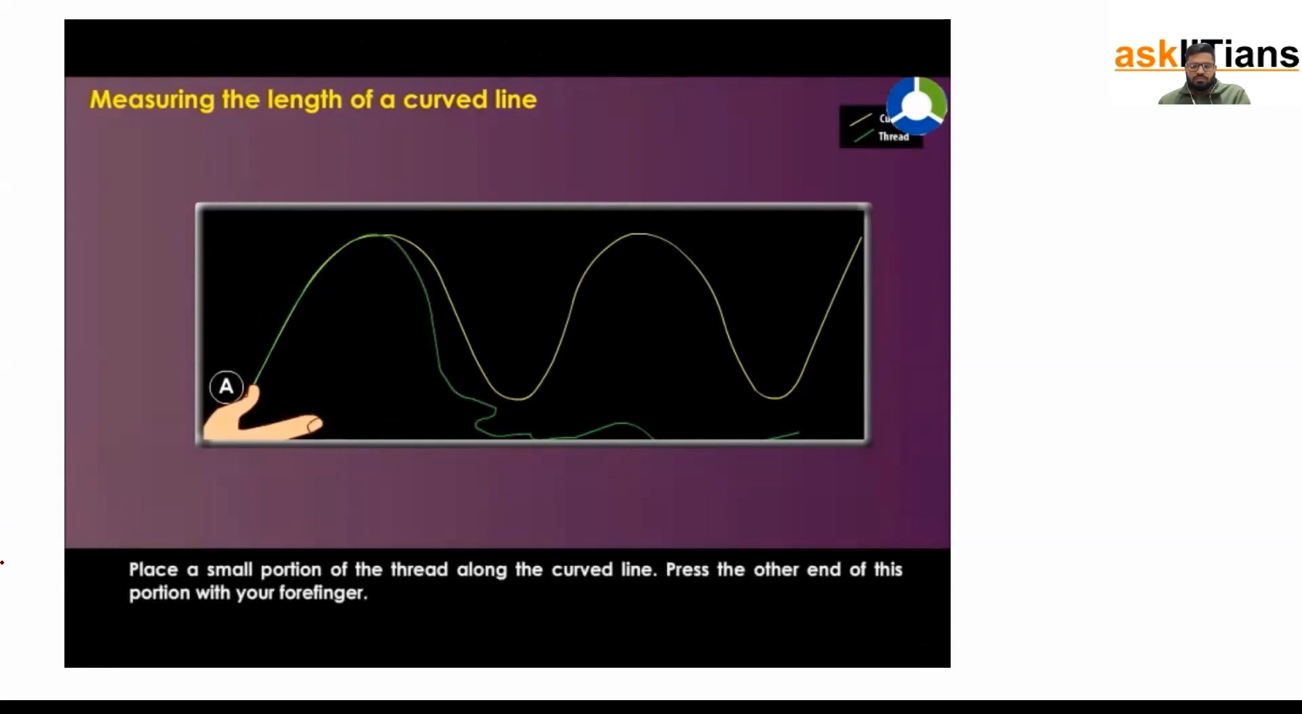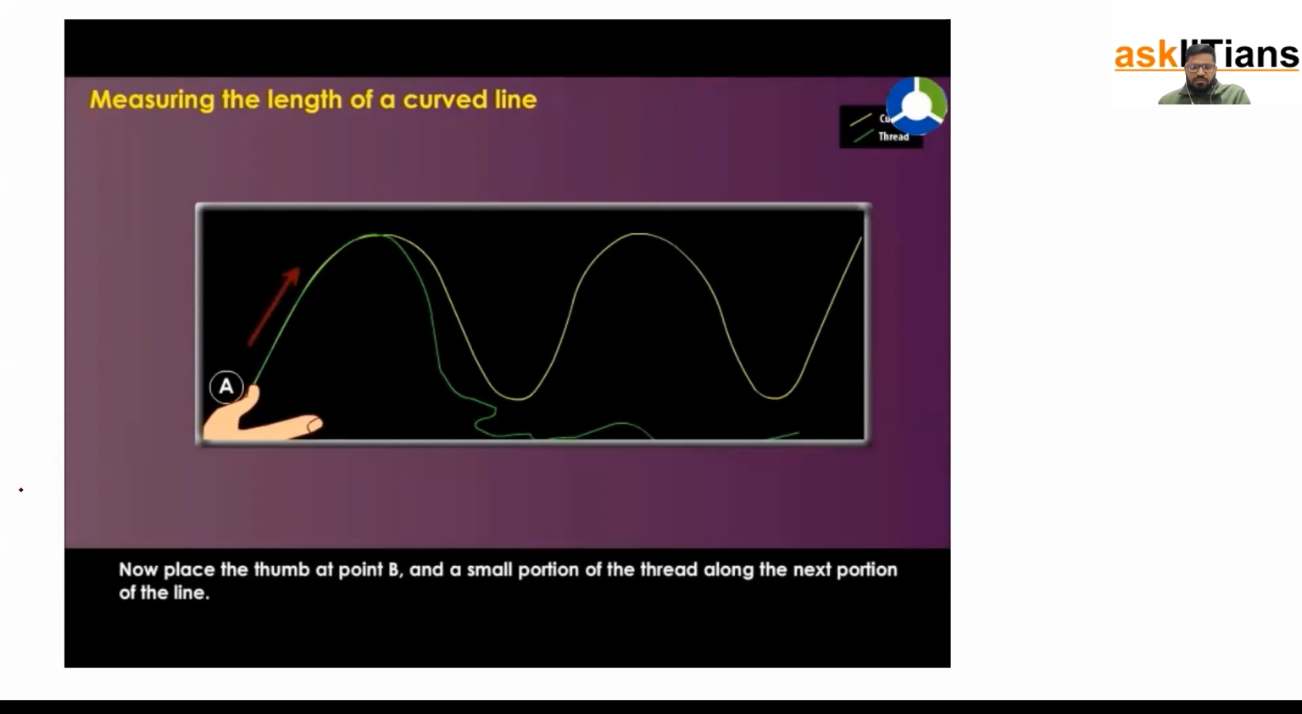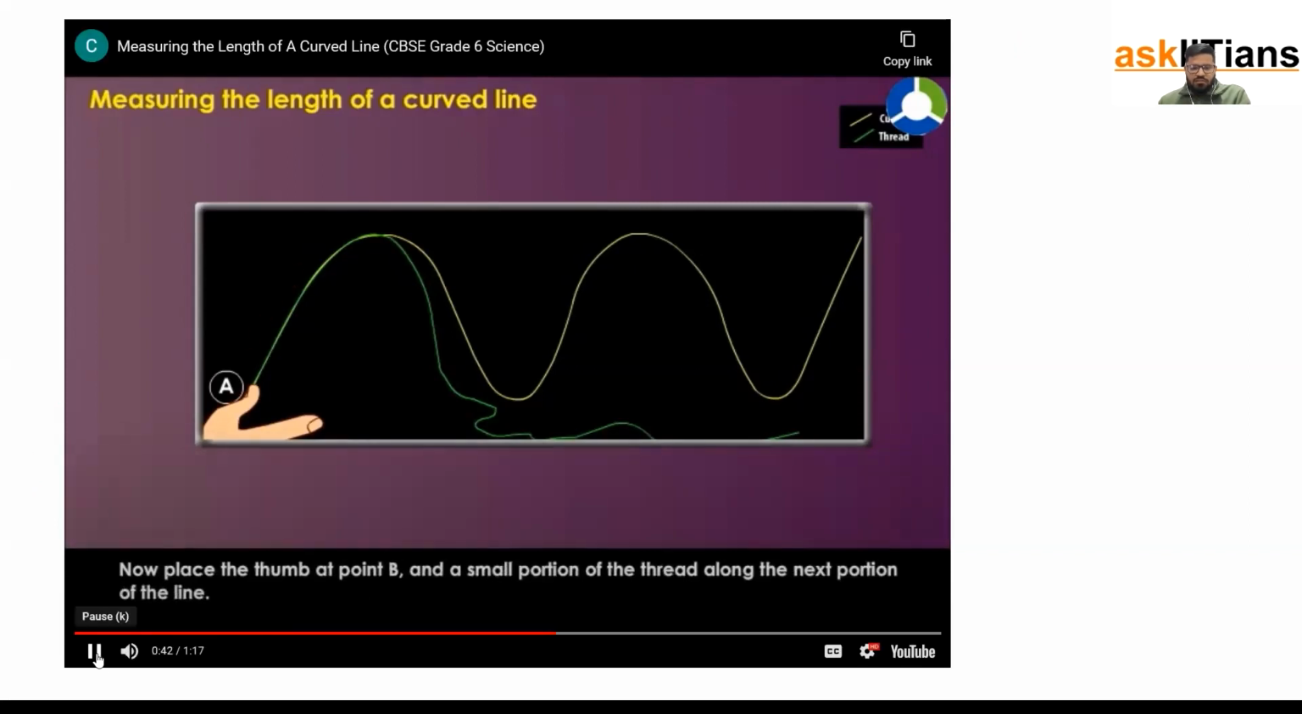Place a small portion of the thread along the curved line. Press the other end of this portion with your forefinger. Now see, you have pressed the one portion at point A with your thumb and you are going to press the other portion of the thread along the curved line with your forefinger. Now place the thumb at point B and a small portion of the thread along the next portion of the line. So now what you have done? Where you were placing your forefinger, now you have moved your thumb to that point. And now you are going in the forward direction and putting your forefinger on the next part of the thread, or the next portion of the line.